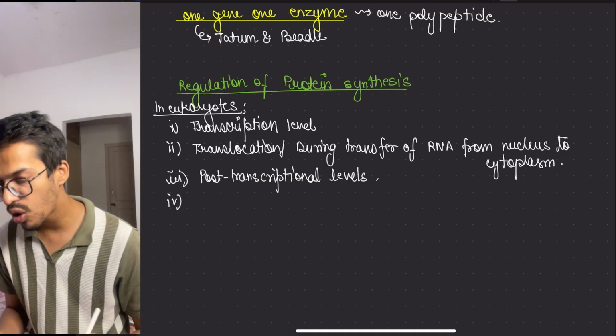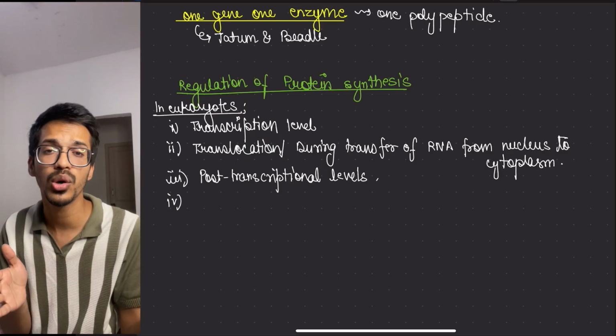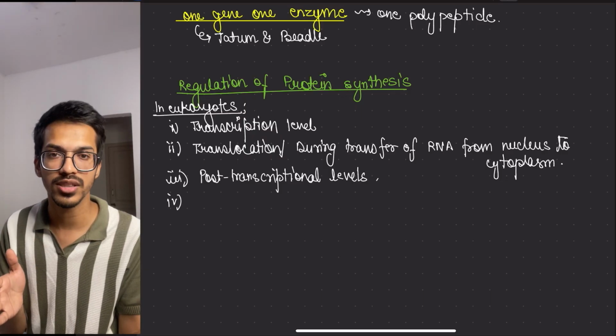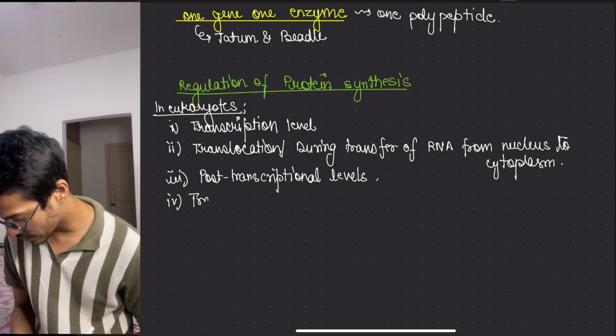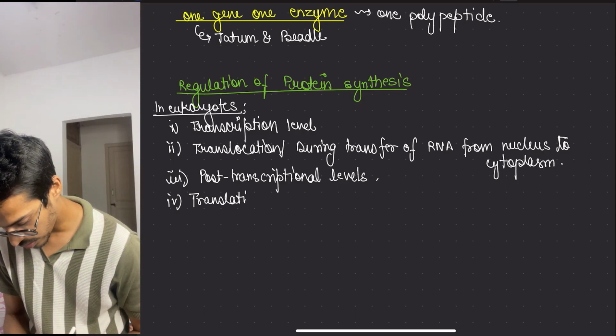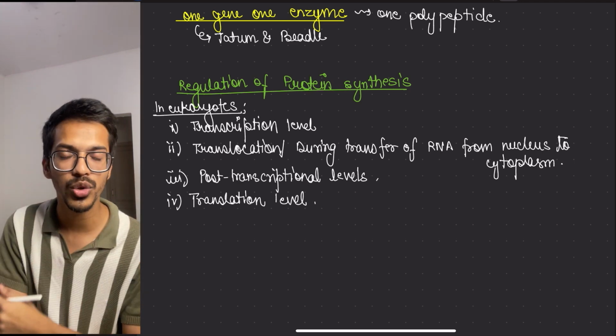Or even if we are not able to do that, then by keeping a check over the translation process, from RNA to protein formation, we can stop it at the translation level also. So these 4 times we can do it.